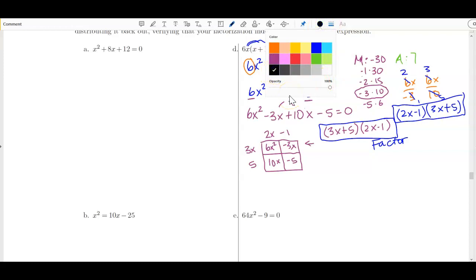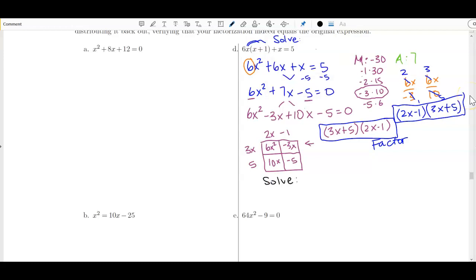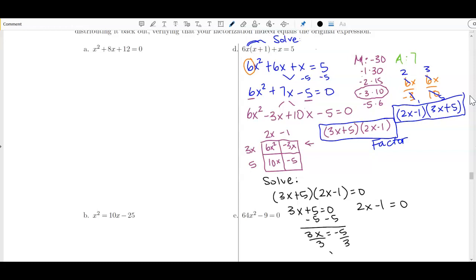Then we're going to set those equal to 0 and solve. So to solve this, we'll have 3x plus 5, and then 2x minus 1. And we put those equal to 0, so that means we have to put each part equal to 0. So 3x plus 5 equals 0, and 2x minus 1 equals 0. And then solve for x there. So that will give us 3x equals negative 5. Divide by 3, x equals negative 5/3.